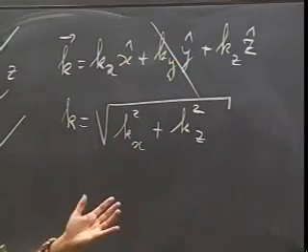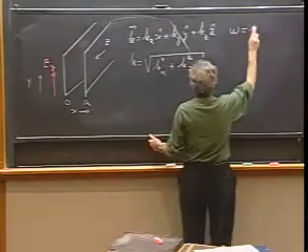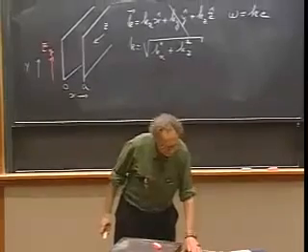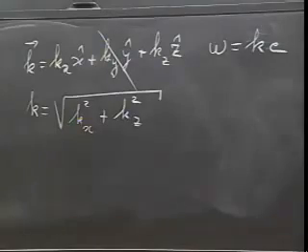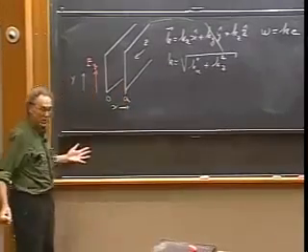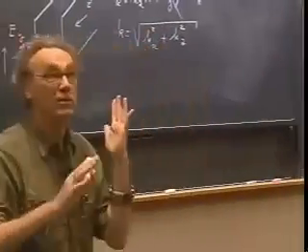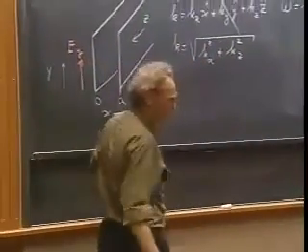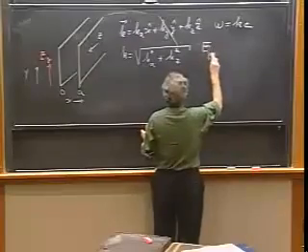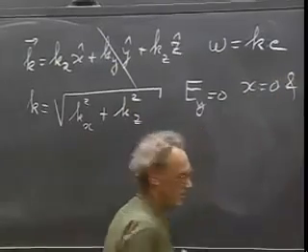Omega is K times V. Let's assume this is in vacuum. So omega is K times C. The boundary conditions demand that at x equals 0 and at x equals a, this component must vanish, because you cannot have an electric field in the surface of an ideal conductor. That was one of the boundary conditions that we derived. In other words, E of y must become 0 for x equals 0 and x equals a.